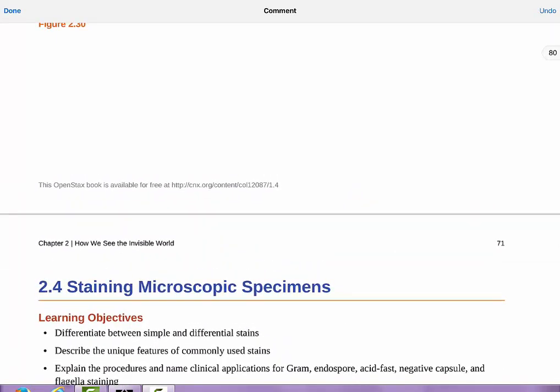So knowing the different types of microscopes is part of microbiology, part of learning about microscopy, and you should be able to remember each of those things and understand what they're used for.